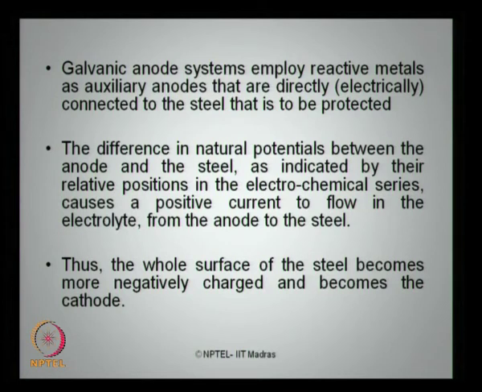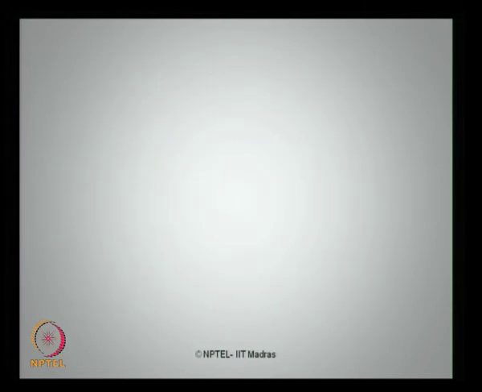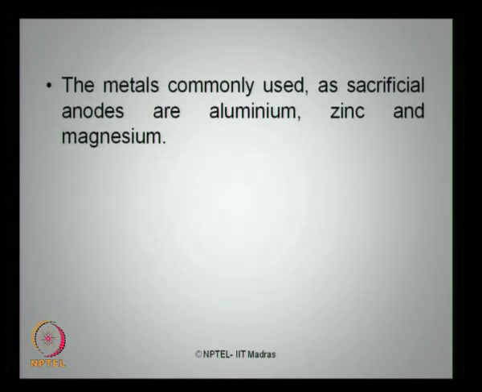That is why this method is addressed as the cathodic protection technique in the literature. However, in this method I am using a sacrificial anode, therefore people also call this the sacrificial anode technique of cathodic protection. The metals commonly used as sacrificial anodes are aluminum, zinc and magnesium.